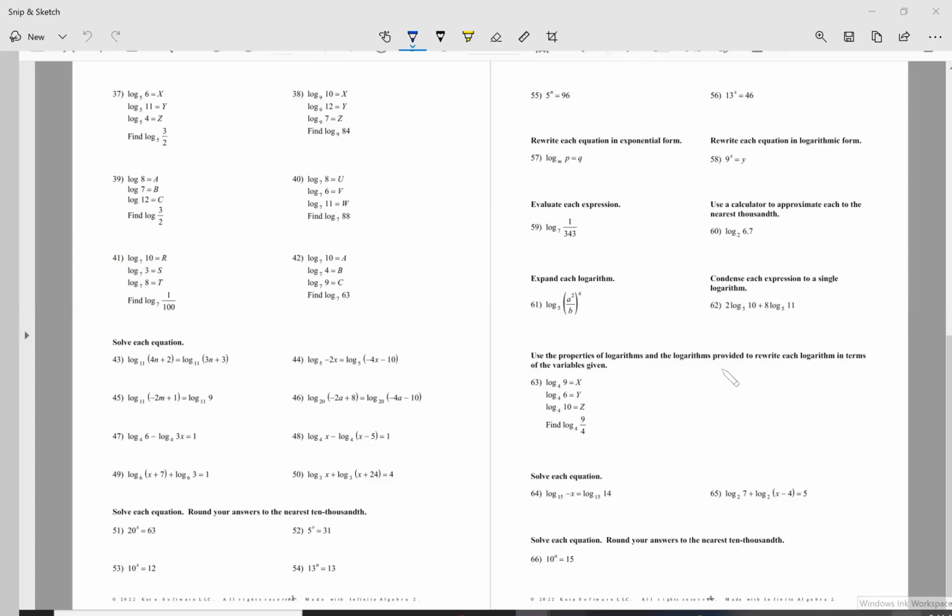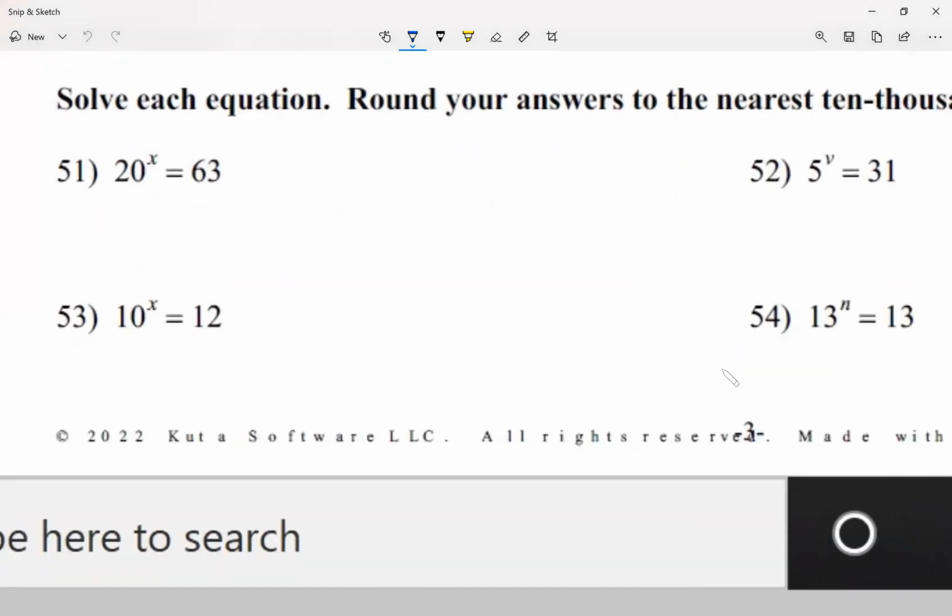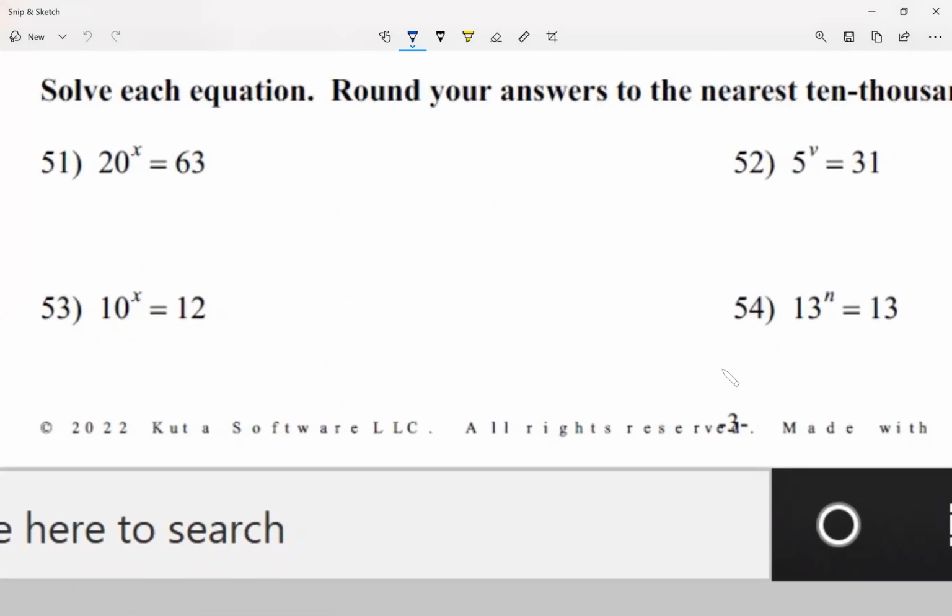All right, so let's start reviewing. We have our test this Friday, so let's take a look. We're gonna solve each equation. We kind of have seen these things before, a different way, but we have worked on these before. We're gonna solve each equation. So basically, I'm asking what's the value of x?